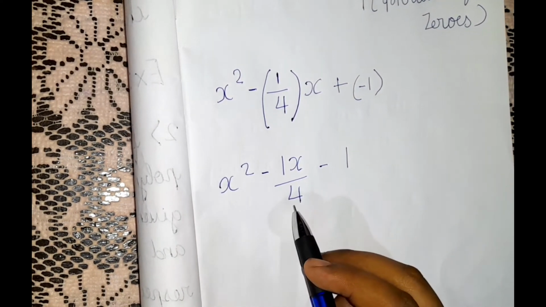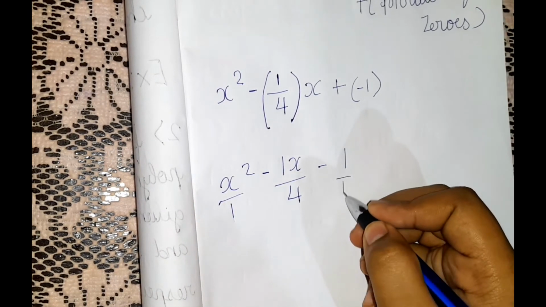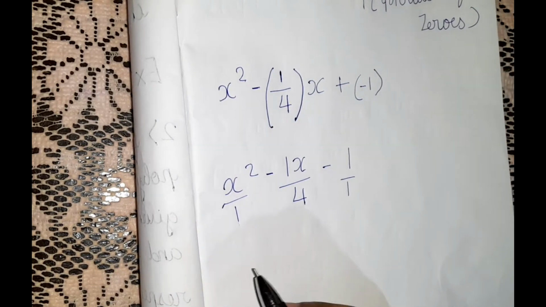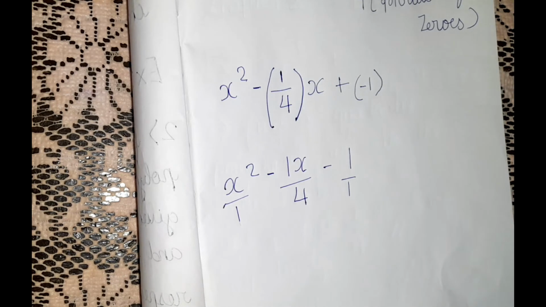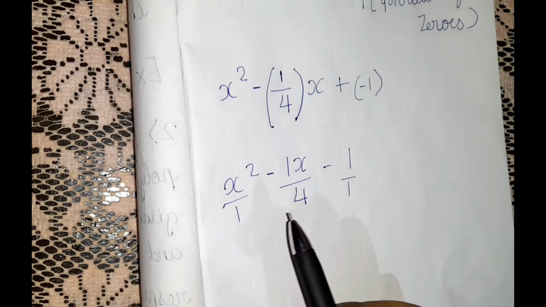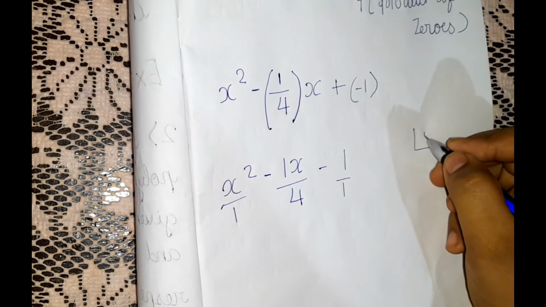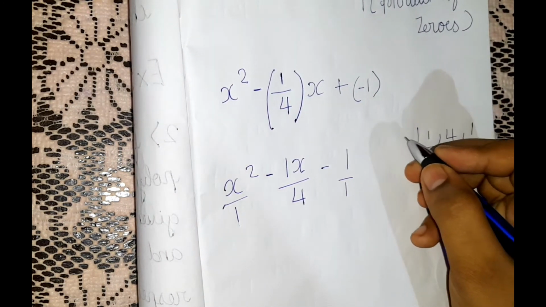Here it is in the fraction form. So let's take 1 right over here and 1 right over here. As you can see, the denominators are different. If the denominators are different, and here we have the minus symbol, we are going to be taking the LCM. So we shall take the LCM of 1, 4 and 1. Of course, we shall take 4.